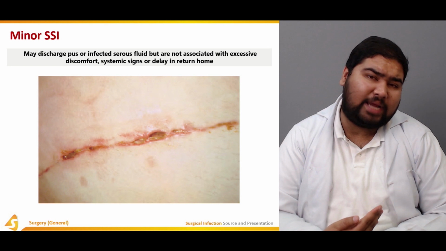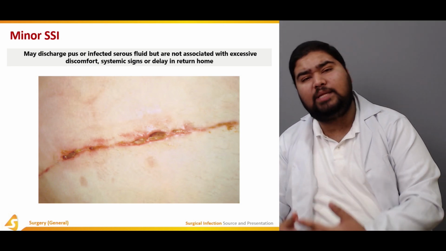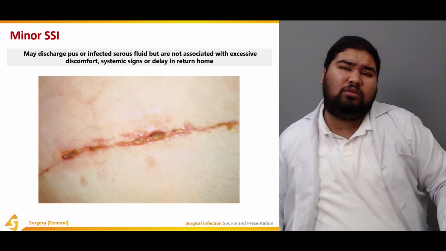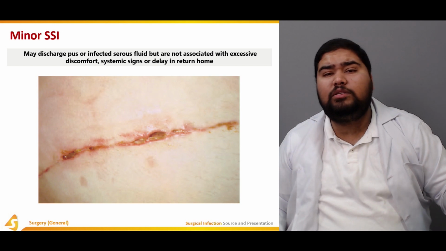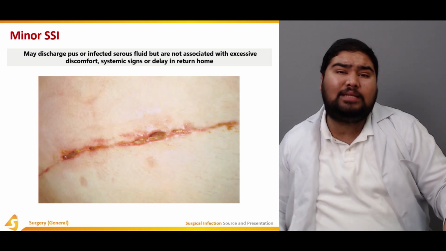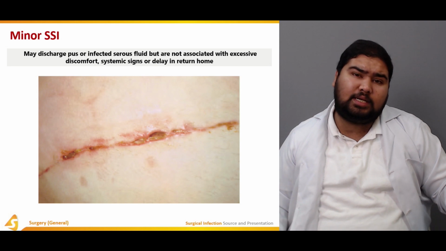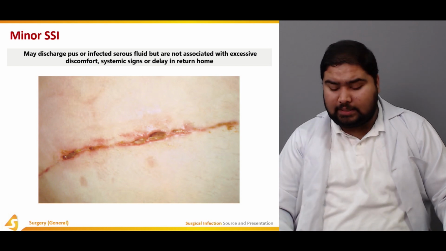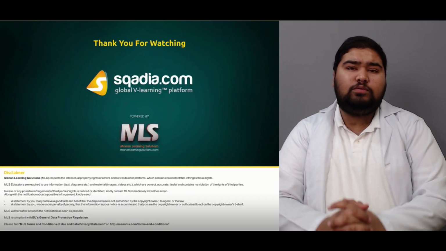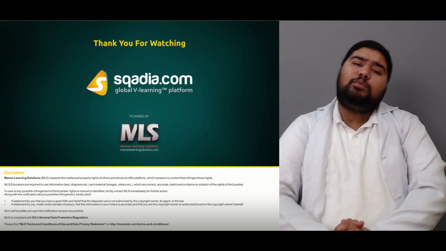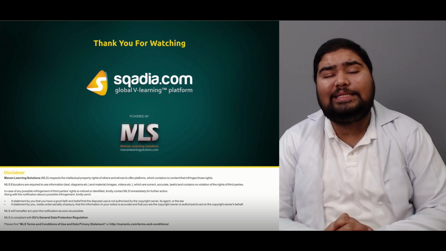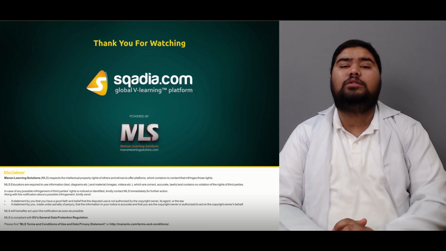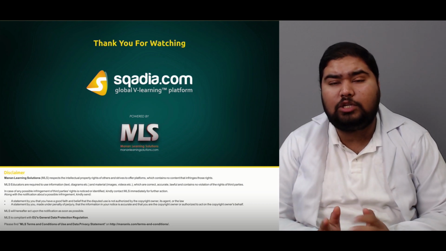So a minor surgical site infection mimics a major surgical site infection in the fact that there's a slight production of pus. However, the major difference lies in the systemic signs, that is, there are no systemic signs in minor surgical site infections, and the patient can go home easily. So this was all about this section. In this section, we took a look at various clinical scenarios, and we saw what major and minor surgical site infections were. Important clinical things you need to remember.